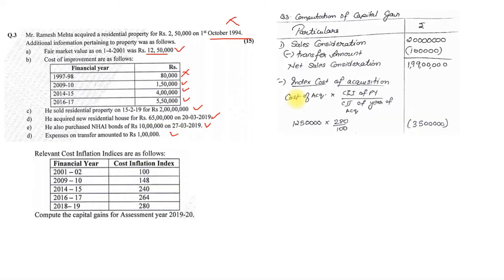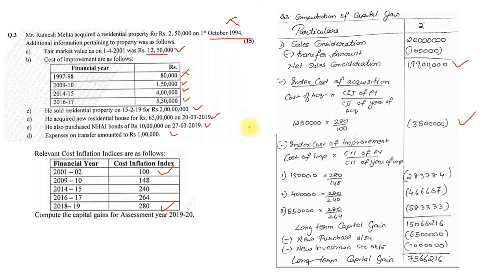So we start with sale consideration. 2 crores minus transfer fees, which was 1 lakh, so it came to 1 crore 99 lakhs, less index cost of acquisition. You acquired it for 12 lakh 50 into 280 divided by 100, which came to 35 lakhs. Less index cost of improvement. Three improvements are there: 1 lakh 50, 4 lakhs, and 5 lakh 50 into 280 divided by the respective CIA 148, 240, and 264. So after multiplying and dividing, we get the values 2,83,784, 4,66,667, and 5,83,333.